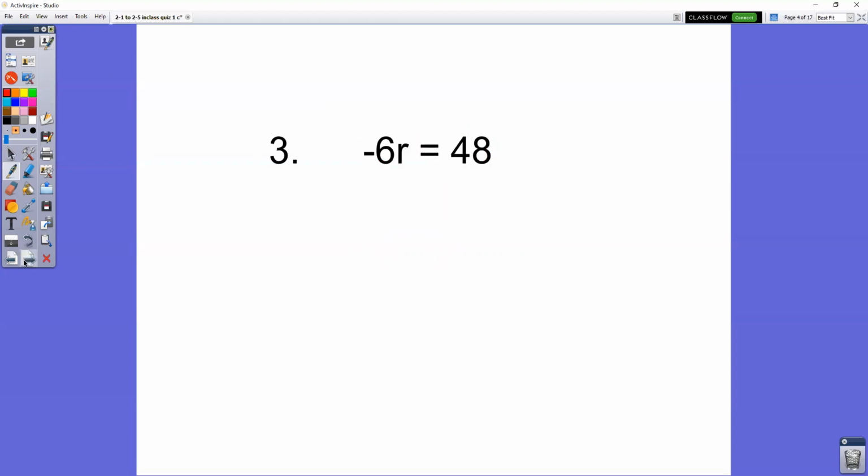Negative 6r equals 48. Remember, when a number and a letter are next to each other, that means to multiply. So that says negative 6 times r.